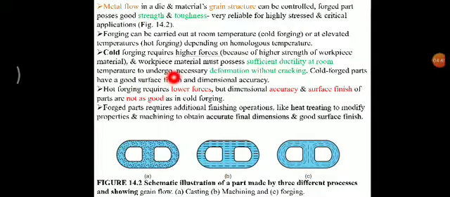Then in hot forging, lower forces will be required, but the accuracy and the surface finish of the part are not as good as those of cold forging. It is the same as in our rolling of metals, the same kind of criteria are there.